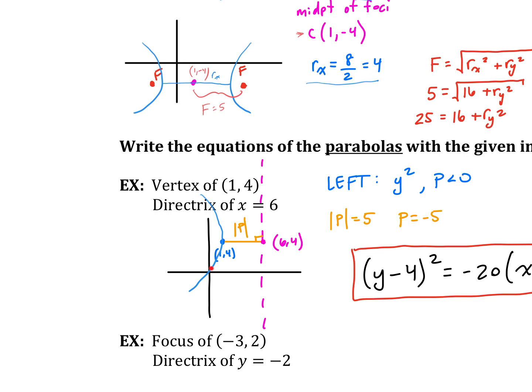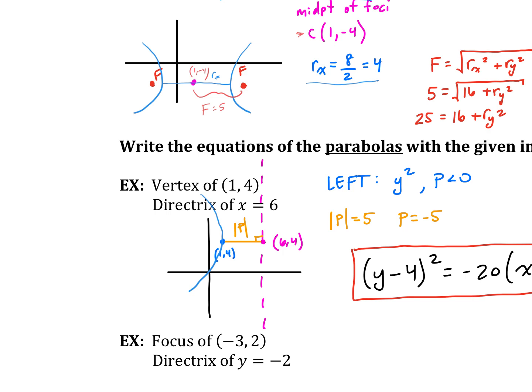So, a few things, all right? Because it opens to the left, I know y is squared, okay? So, I'm keeping that in mind. Now, also, because it opens to the left, we know p is negative, okay? So then, this distance here is going to be the absolute value of p, and the absolute value of p is 5, but because we know p is negative, p must be equal to -5, okay?